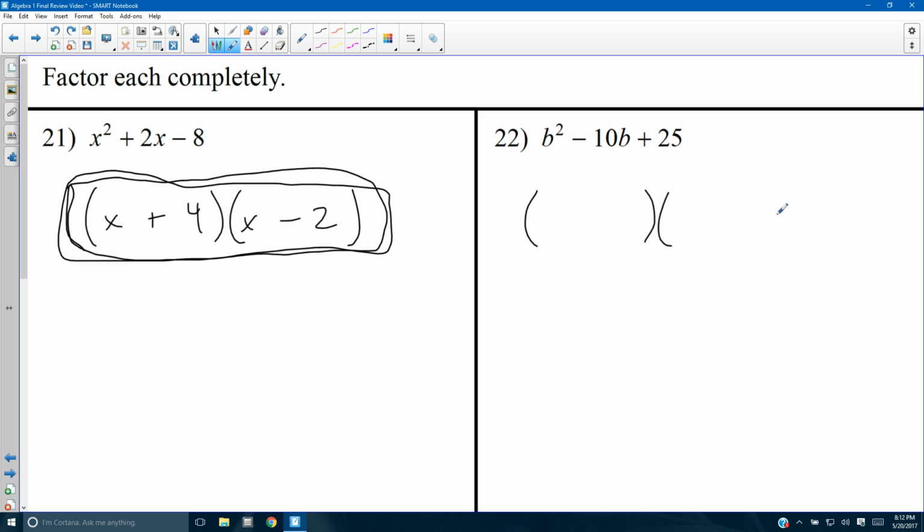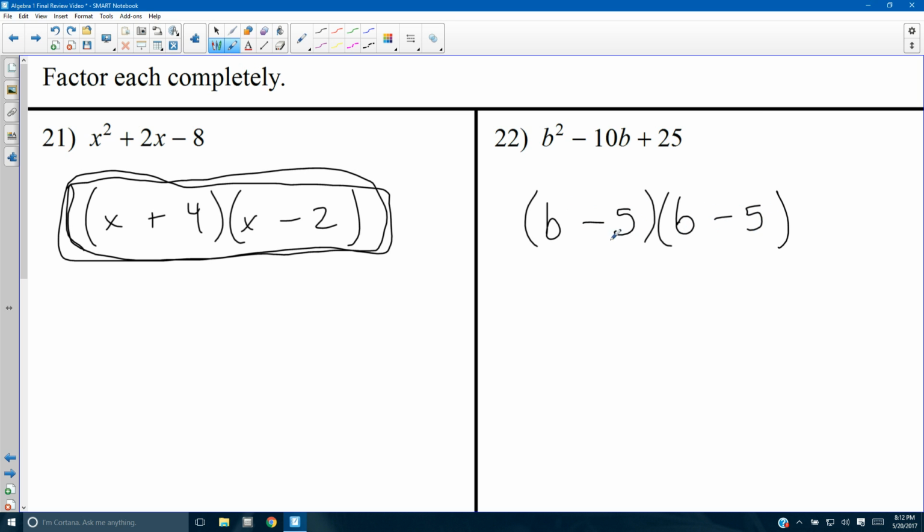That's okay. What two numbers multiply to positive 25 and add to negative 10? There's 25 and 1. There's 5 and 5. Positive product, negative sum, both numbers negative. Negative 25 minus 1 is negative 26. Negative 5 minus 5 is negative 10.